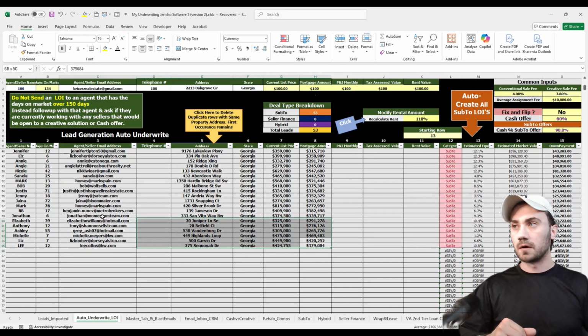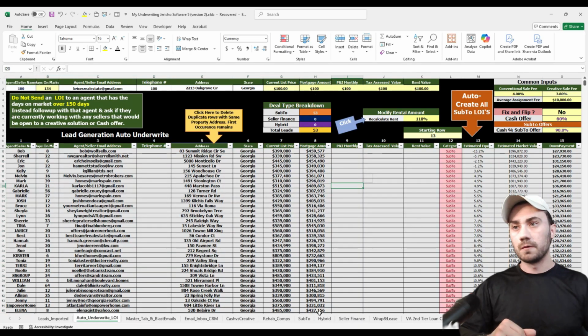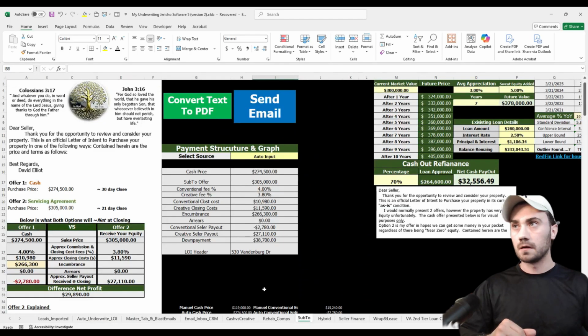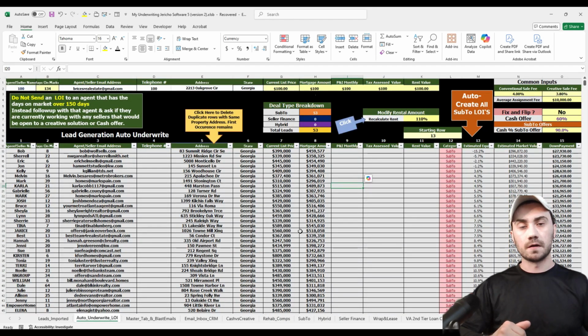So we have our listed properties here. The only thing that we need to be mindful of within the Jericho software is that we need to click on our subject to tab here. Make sure that the payment structure and graph for the source is under the auto input. This is basically telling the software running in the background that this LOI here is going to auto update itself based off of the auto underwrite here.